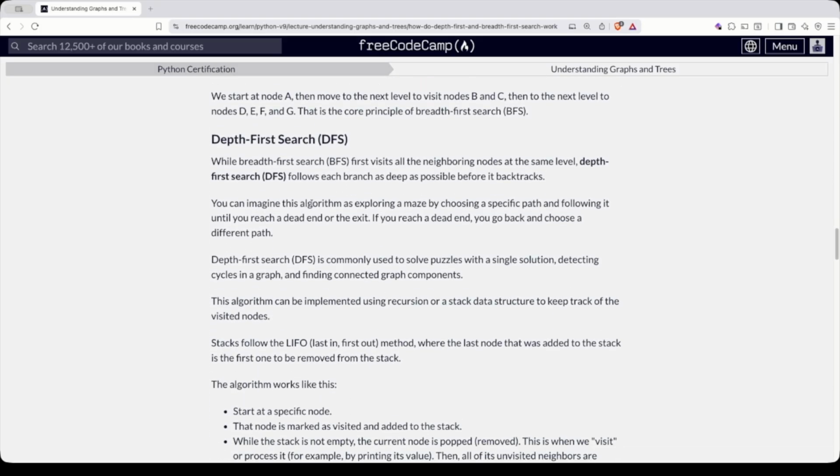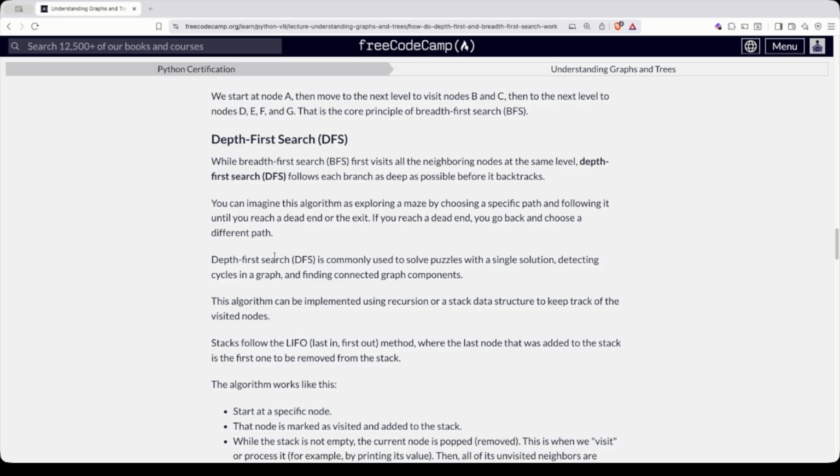Depth first search. While breadth first search visits all the neighbor nodes at the same level, depth first search follows each branch as deep as possible before it backtracks. You can imagine this algorithm is exploring a maze by choosing a specific path and following it until you reach a dead end or an exit.